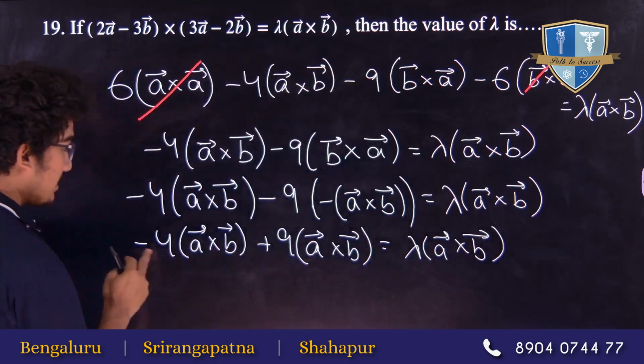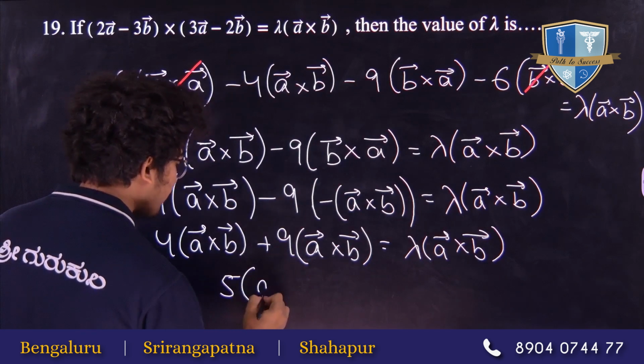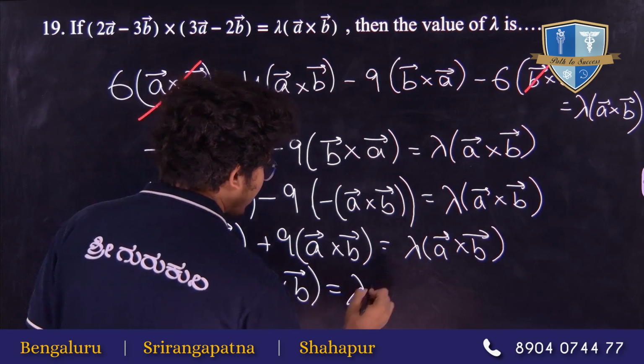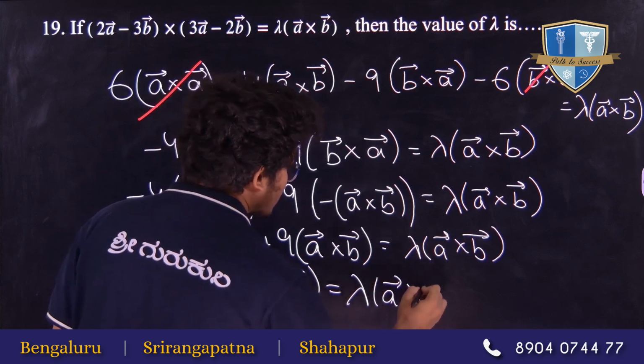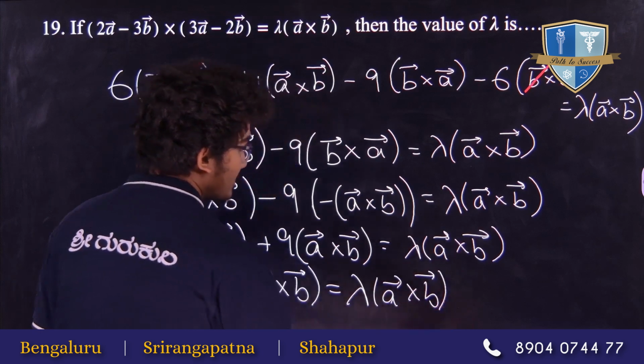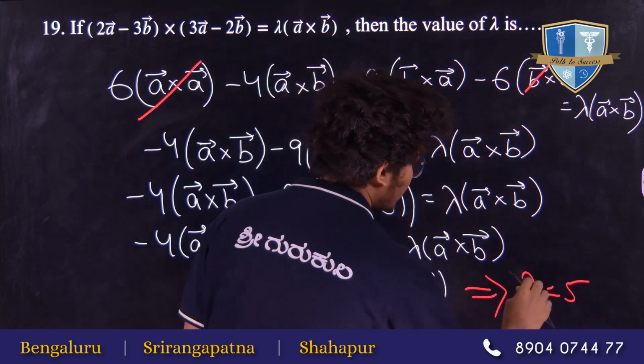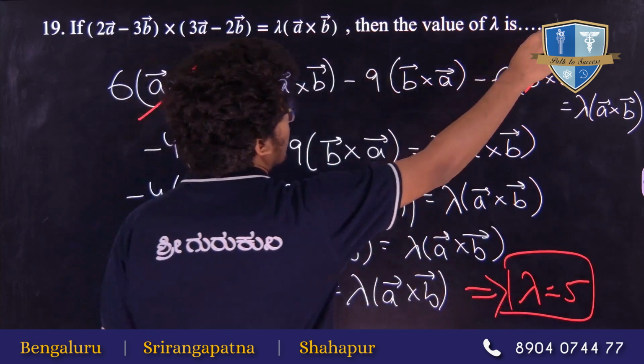So 9 minus 4 will become 5. So 5 times a vector cross b vector is equal to lambda times a vector cross b vector, which implies lambda is equal to 5. So the correct answer will be 5.